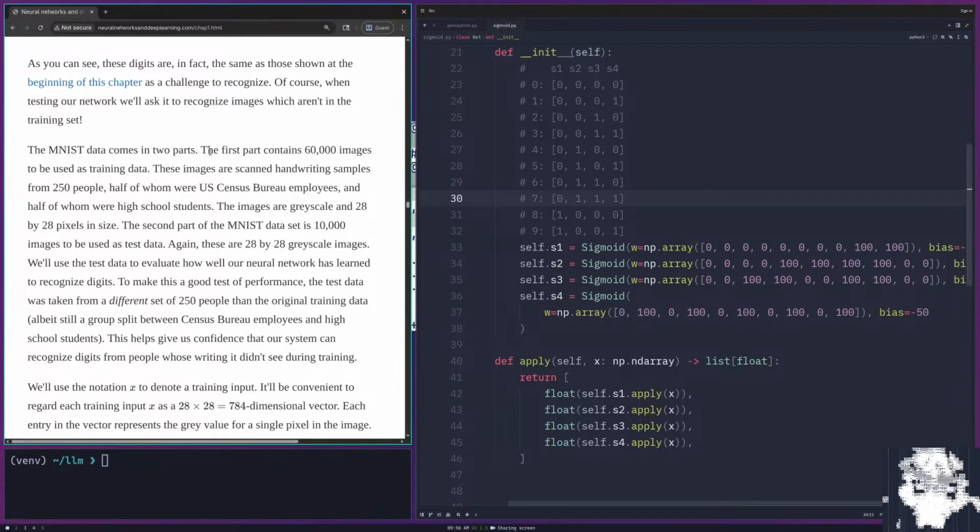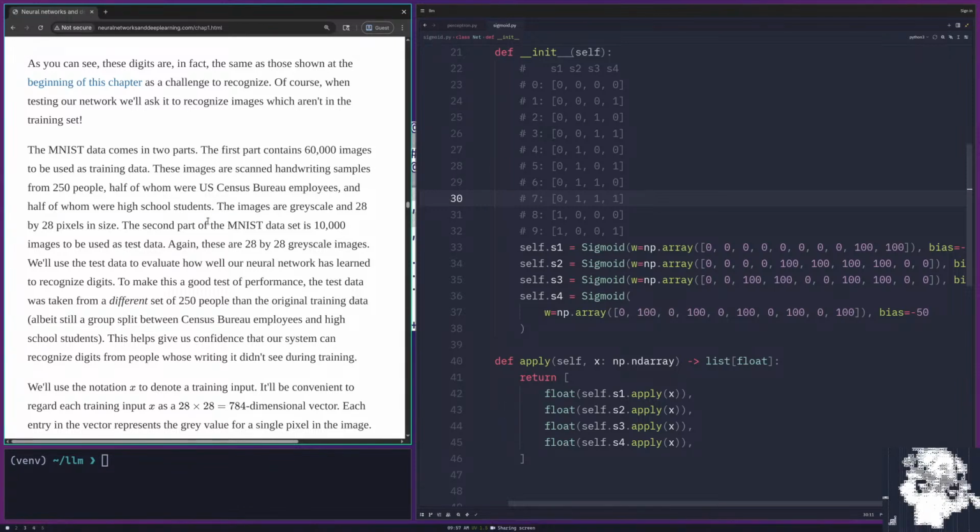The first part contains 60,000 images to be used as training data. These images are scanned handwriting samples from 250 people, half of whom were US Census Bureau employees and half of whom were high school students. The images are grayscale and 28 by 28 pixels in size. The second part of the MNIST dataset is 10,000 images to be used as test data. Again, these are 28 by 28 grayscale images.